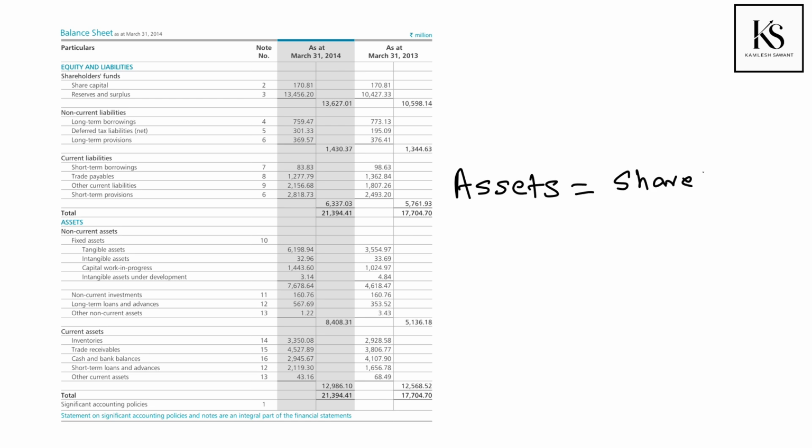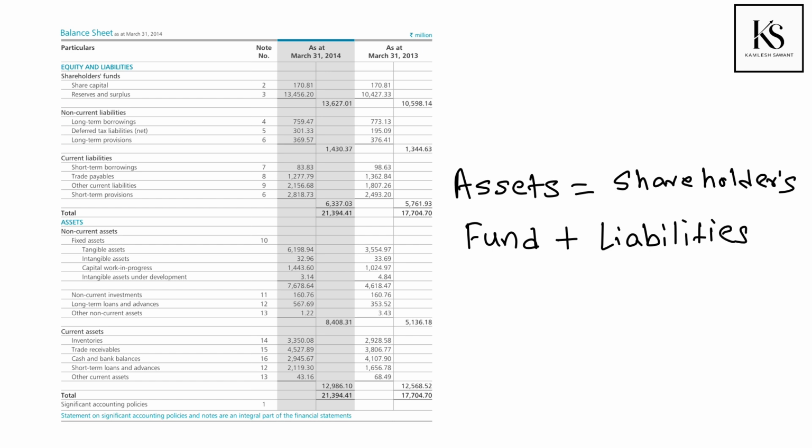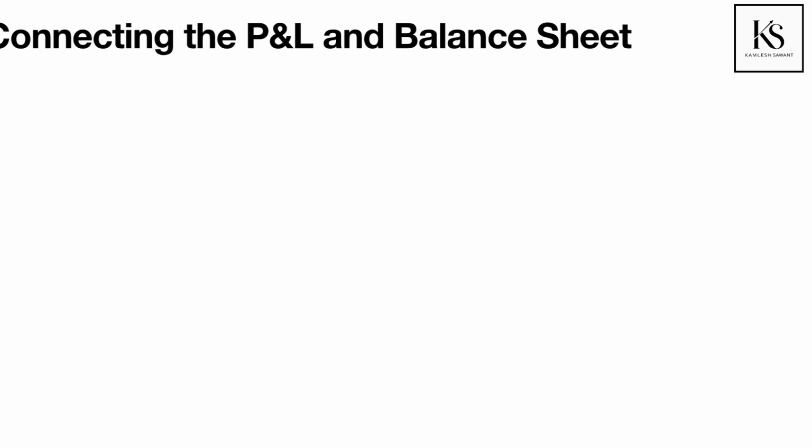Do remember, over the last few chapters, we have only inspected the balance sheet and the P&L statements. However, we have not analyzed the data to infer whether the numbers are good or bad. We will do the same when we look into the financial ratio analysis in upcoming videos. Connecting the P&L and balance sheet.